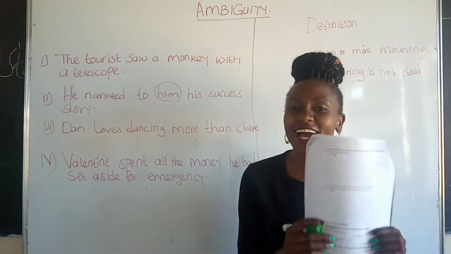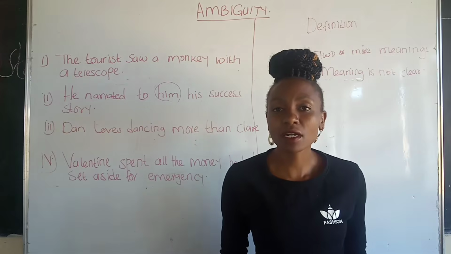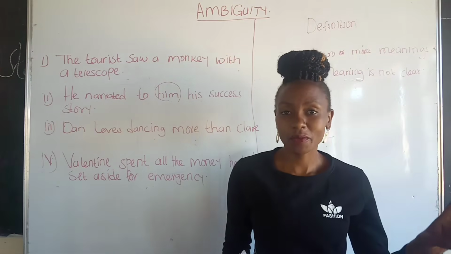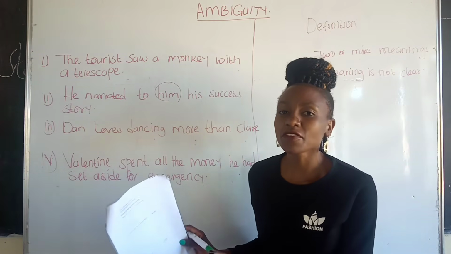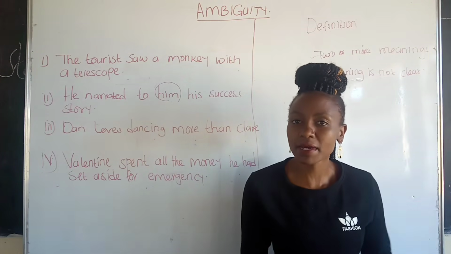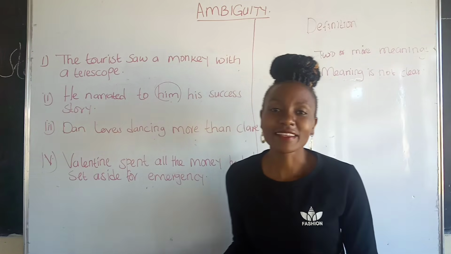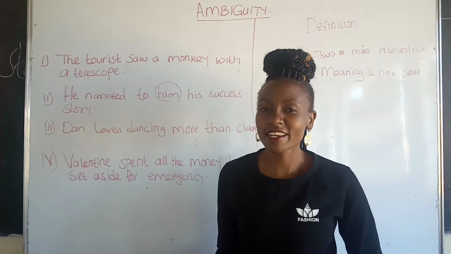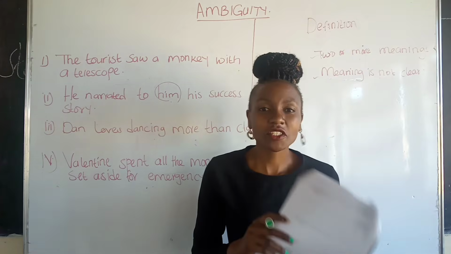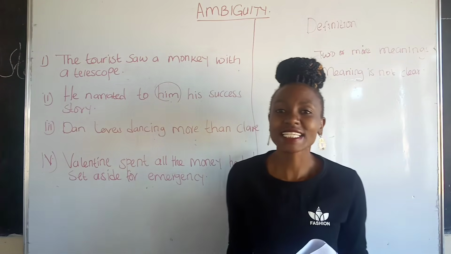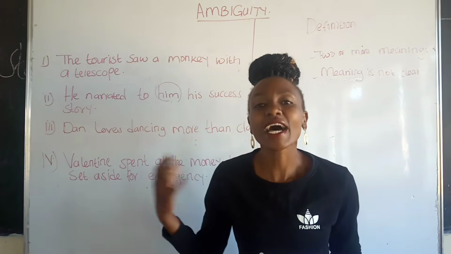And I hope you are right. I know you're right. Valentine spent all the money he had set aside for emergency. Meaning one could be, he had set that money specifically for emergency, and then it came and he used it. And meaning two, maybe he had kept the money for other purposes, and then an emergency came, so he had to spend the money. It's not clear whether the money he spent was set aside for emergency or it was set aside for another purpose.